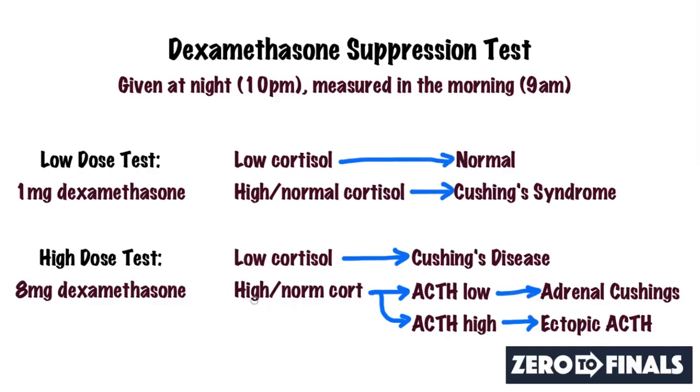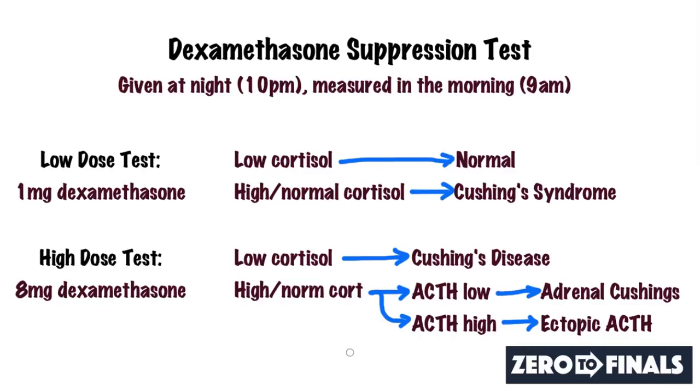Now, if you have high or normal cortisol after a high dose of dexamethasone, but your ACTH is low, this suggests an adrenal Cushing's. So there's an adrenal tumour that's pumping out the cortisol. ACTH is still suppressed, but cortisol remains high or normal. Now let's say you have a high or normal cortisol and the ACTH is high. This is because the ACTH is coming from somewhere other than the pituitary gland, i.e. a small cell lung cancer. So you end up with a high ACTH and a resulting high cortisol.